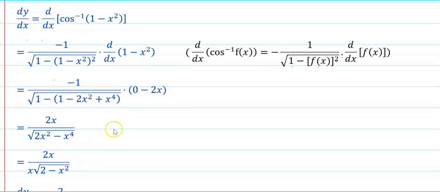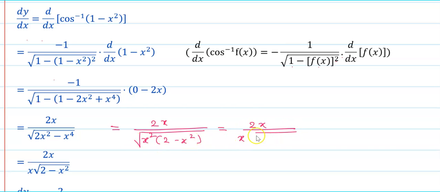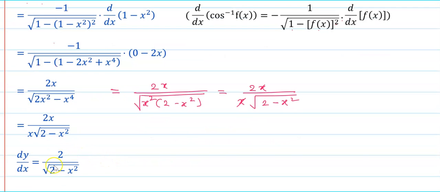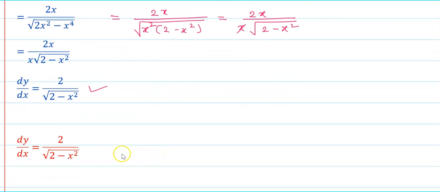Okay. And what is the next step? If you write here, this is 2x upon the root of... If you take x square common from these two terms, then in the bracket you will get 2 minus x square. Okay. And in the next step, here you will get 2x. The square root of x square is x, in the root of 2 minus x square. This x will get cancelled, and hence you will get 2 upon the root of 2 minus x square. This is the dy by dx. Okay, and this is the answer.